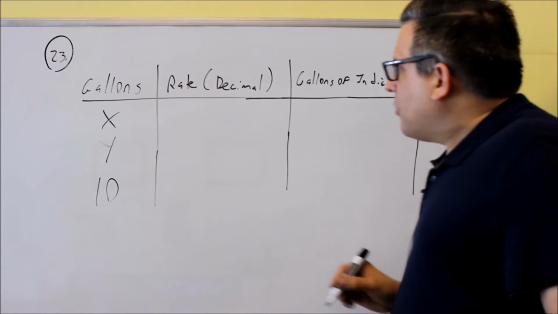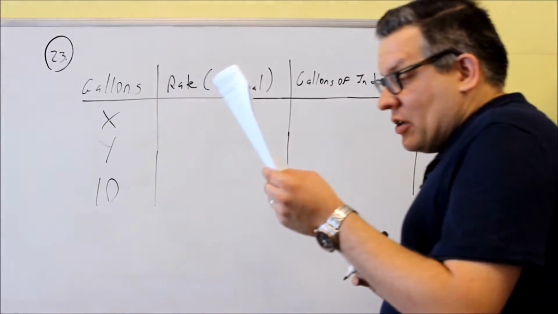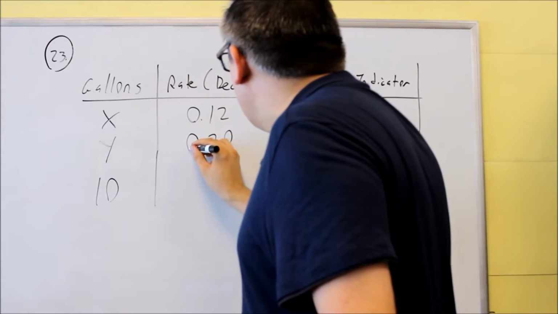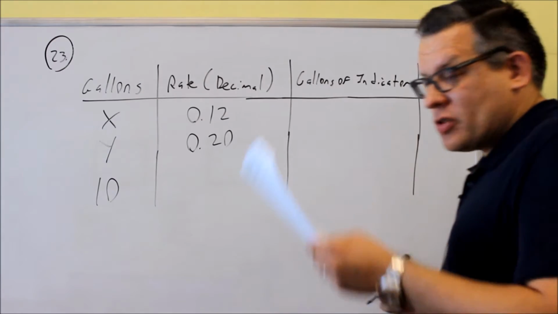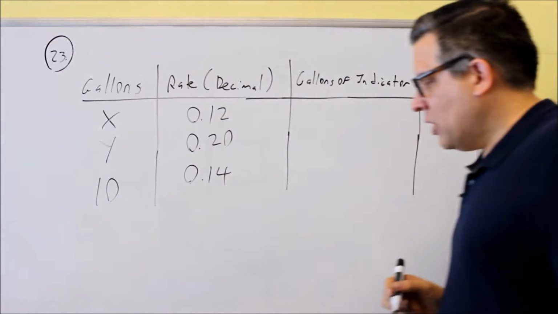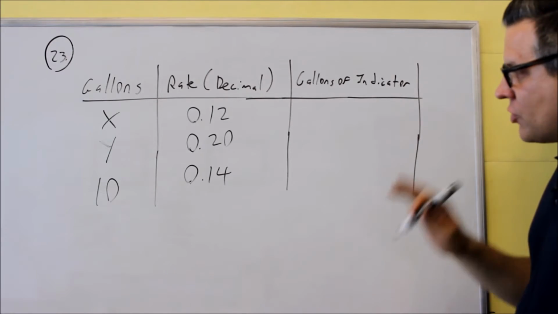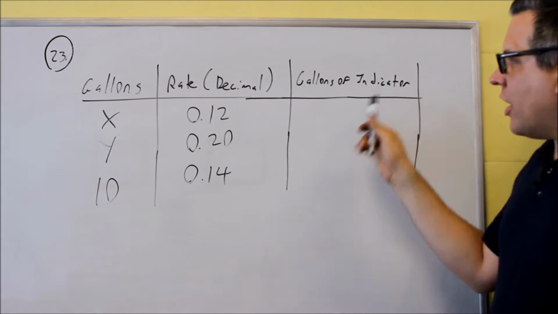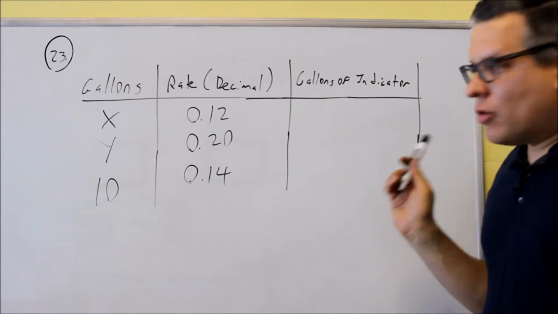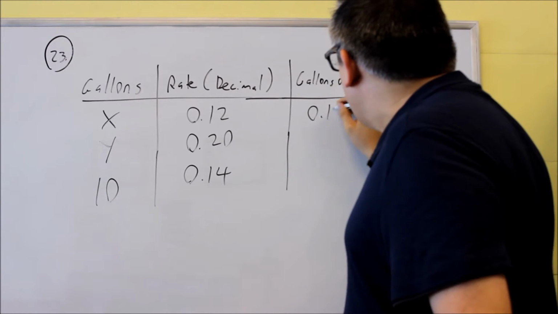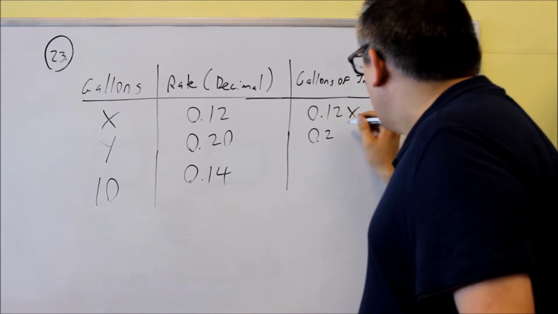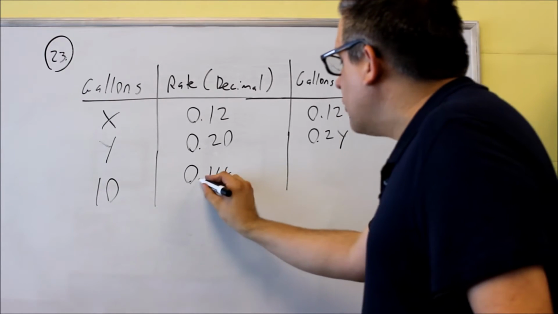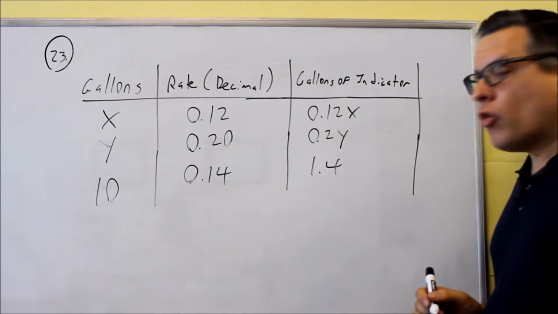Now for the decimal rate right here, the first one is 12%, so I'm going to put 0.12 there. The second one's going to be 20%, so I'm going to put 0.2. And the last one says that I got a 14% solution as a result. All right, so now I have this setup that came directly from the problem itself. To get the amount of the indicator, I got to multiply these across all the way through. So I'm going to do x times 0.12, so I have 0.12x. I got a 0.2, I can write that as 0.2y. And I'm going to do 10 times 0.14, basically moves the decimal place one place over, and I get 1.4.